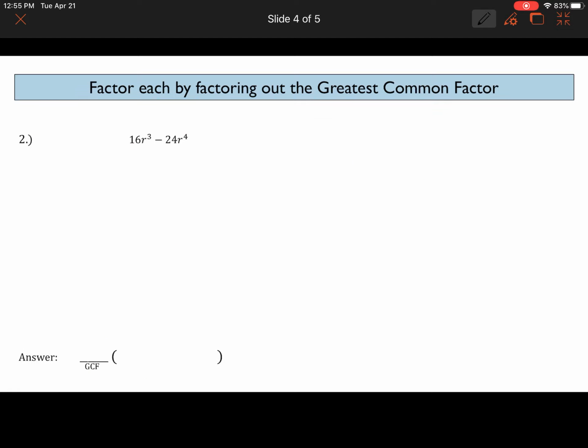Okay, another one. 16r to the third minus 24r to the fourth. I'm going to find my GCF first. This is the first thing I'm going to find. So I take 16r and 24r, and the first thing I can find is what variables they share. They share 1 r, 2 r's, they share 3 r's in common. So I'm going to put that as part of my GCF. R to the third. There's 3 r's.